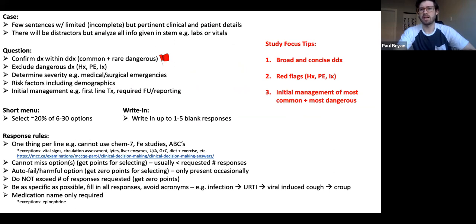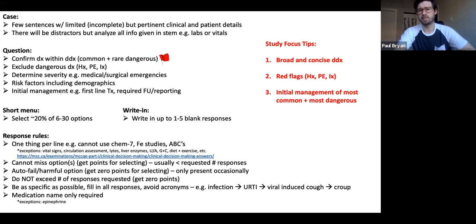In the end, you need to have just a broad, concise differential. This test is a lot about recognizing things, making a really concise differential that makes sense, ruling out some of those things in the differential that are dangerous. You know, it's really about picking up red flags. If you can recognize red flags and know what to do with them, you can do good on this test.